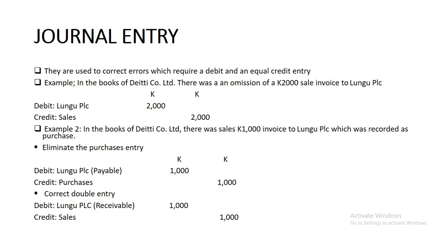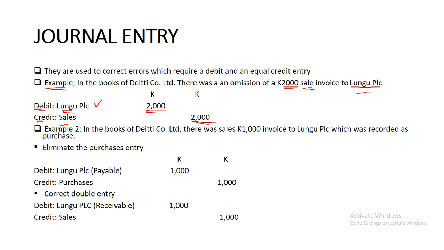We correct them using the journal entries. So this is just a typical example of a journal entry. For example, in the books of DT Co Limited, there was an omission of a 2,000 sale invoice to Lungu PLC. So we never recorded it anywhere. It was omitted. So now all we have to do is carry out the double entry for a sale. What do we do? We debit the customer account, which is Lungu, with 2,000. Then we credit the sales account with 2,000. Then we've corrected the error.